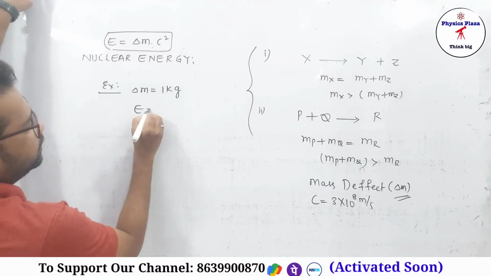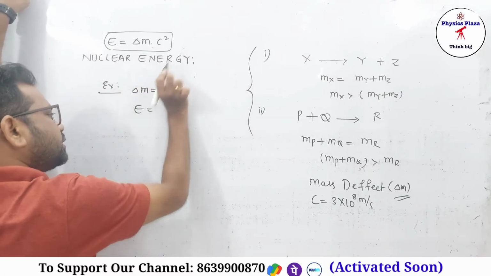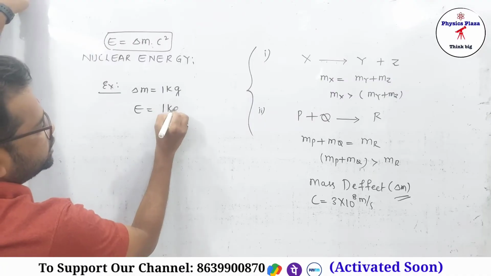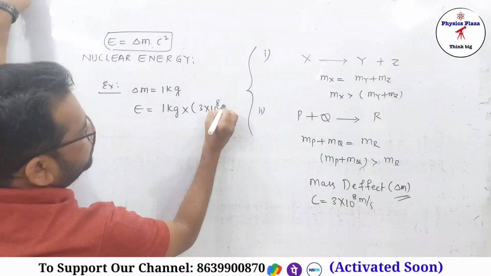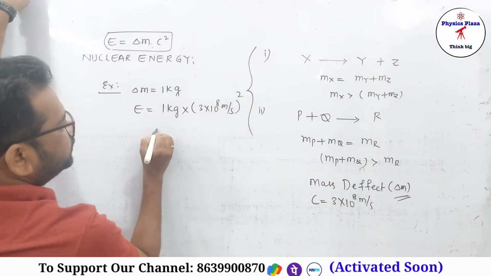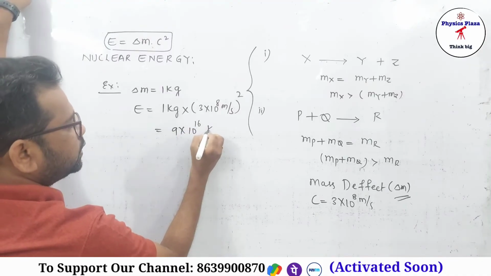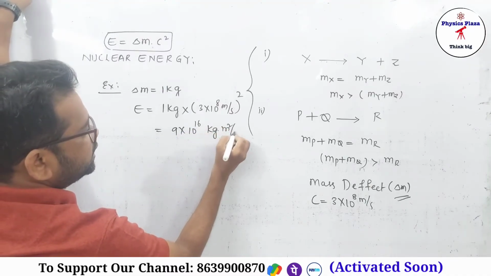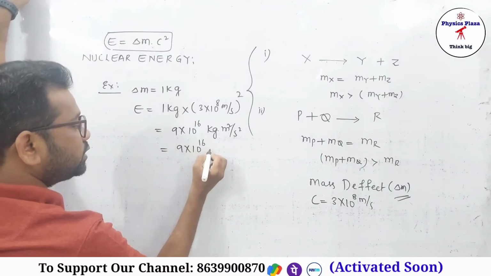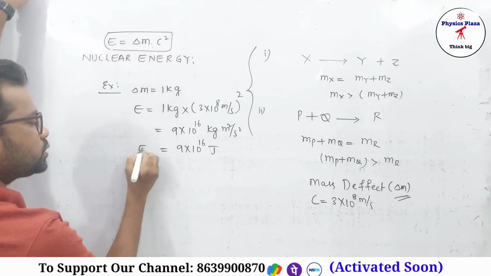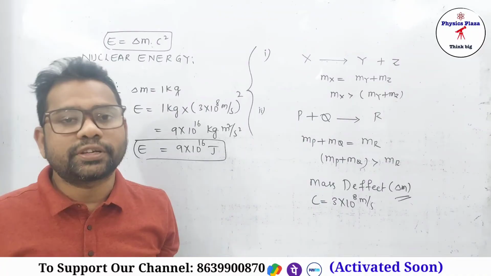Look at it, we can calculate. In the place of delta M, you put 1 kg. Let us write the units also. 1 kg into C square, that is 3 into 10 power 8 meter per second whole square. This is 9 into 10 power 16 kg meter square per second square, which is nothing but joule. So it is 9 into 10 power 16 joules, children. This much energy is released if 1 kg mass disappears.